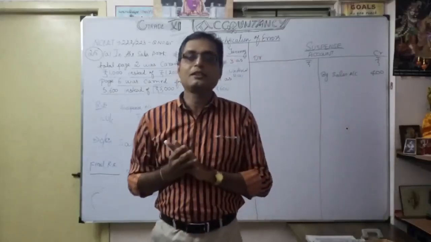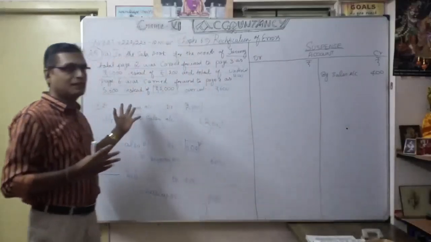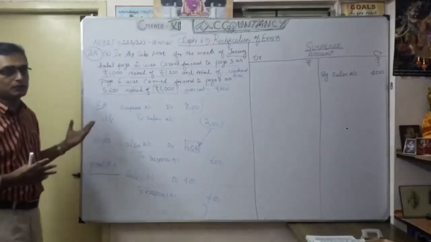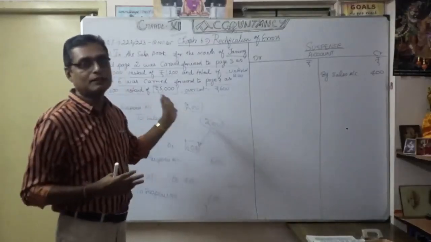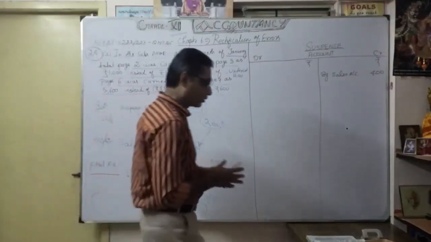I understood the transaction. Very interesting one. Here, especially because of the carry forward, the error comes as an error of commission. That's how you can easily locate it, and the rectification entry is very easy. Now, go to the next one.